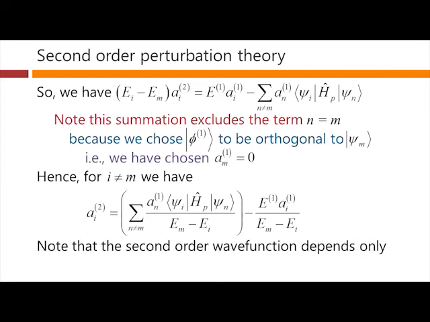Note, incidentally, that the second order wave function correction depends only on the first order energy and wave function. So these an1s and the ai1 are coefficients that we get from the first order wave function correction.